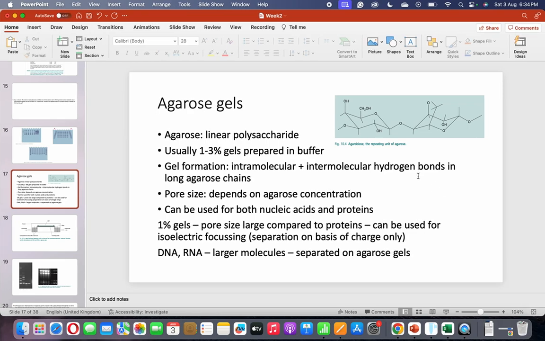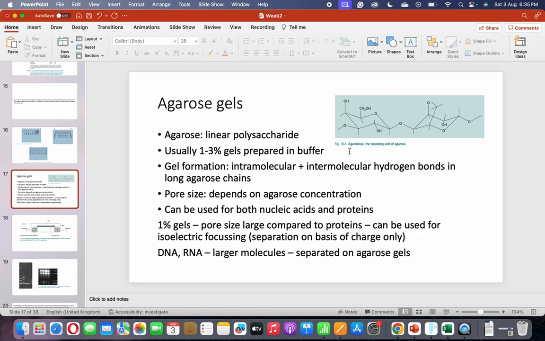This is, as I said, the second major kind of gel that we use in the lab. Agarose is a linear polysaccharide. It's made up of a unit called agarobiose. You can see it's a disaccharide, which is just repeating units. This forms hydrogen bonds with other agarobiose units, and that forms a gel with pores.